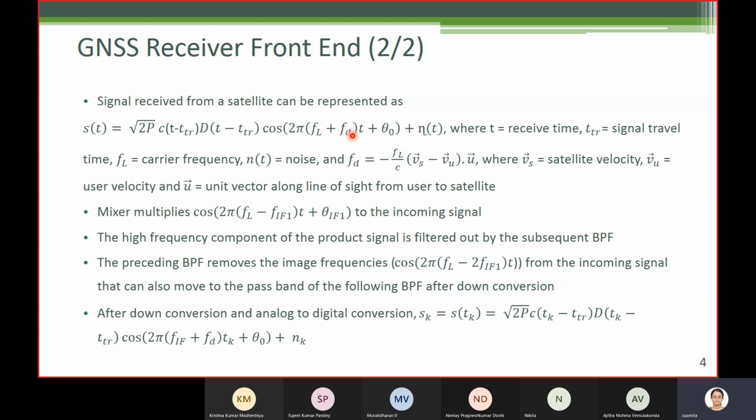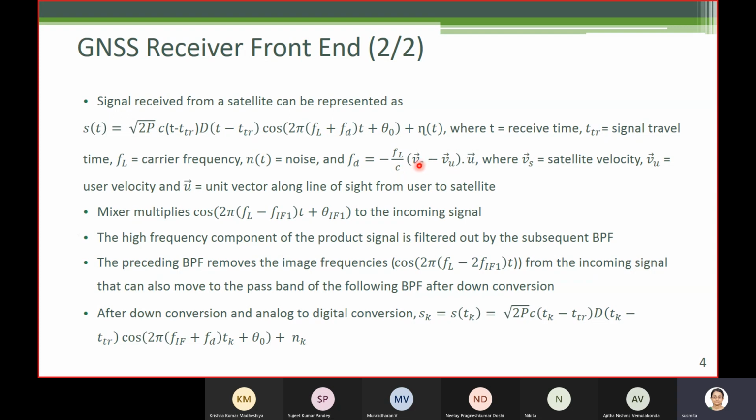Because of the relative position between the satellite and the receiver, this Doppler component arises, and in a previous class we also derived the expression for the Doppler. It is given by this. FL is the transmitted frequency. In the L1 band for GPS it is 1.575 gigahertz. For IRNSS, as I said, 1.175 for L5, and for S 2.4 gigahertz.